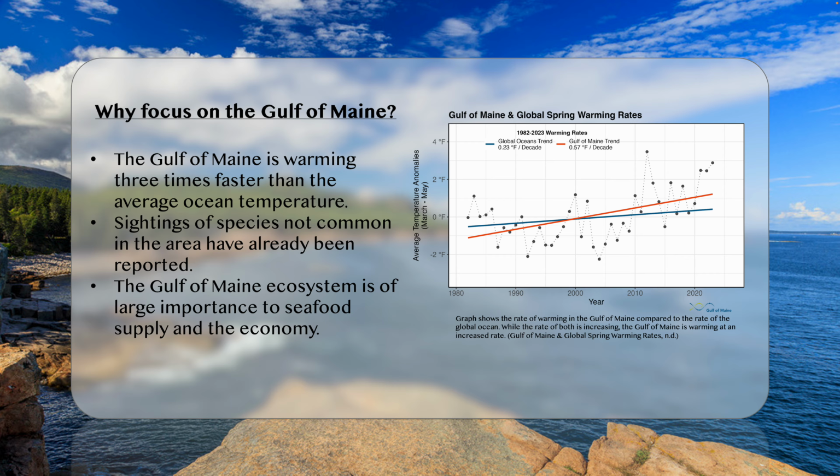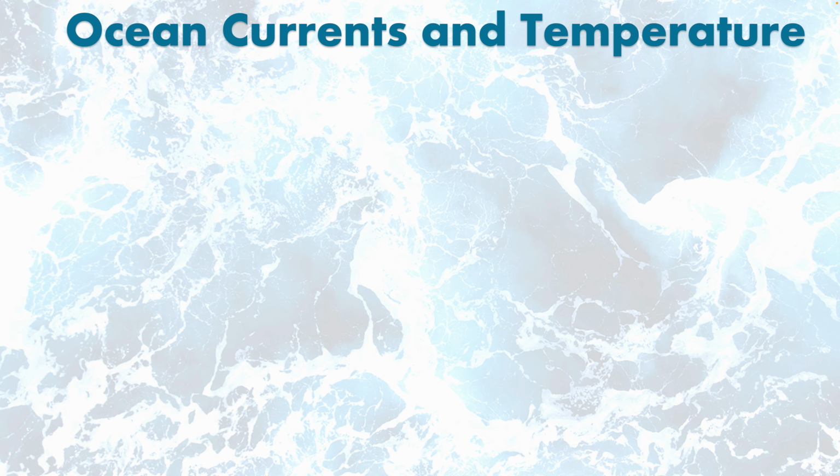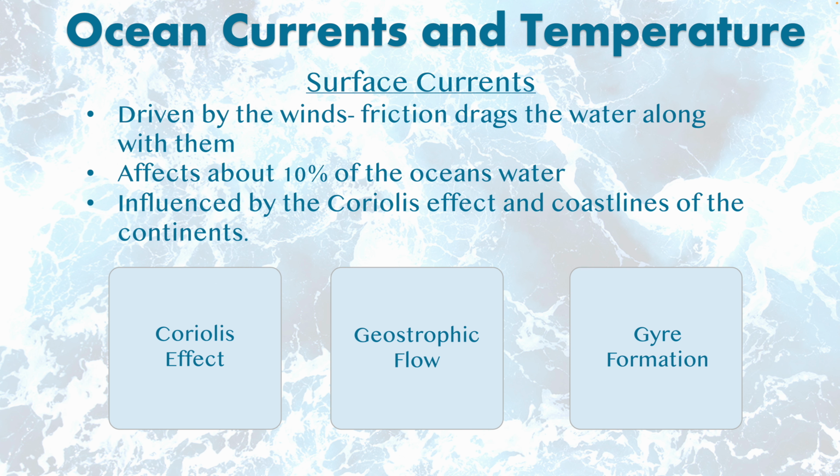There have also been reports of non-native species, and since this area contributes a lot of seafood, it has great economic importance. Surface currents have a large influence on temperatures in this location, and we'll take a look at some of the characteristics of them.